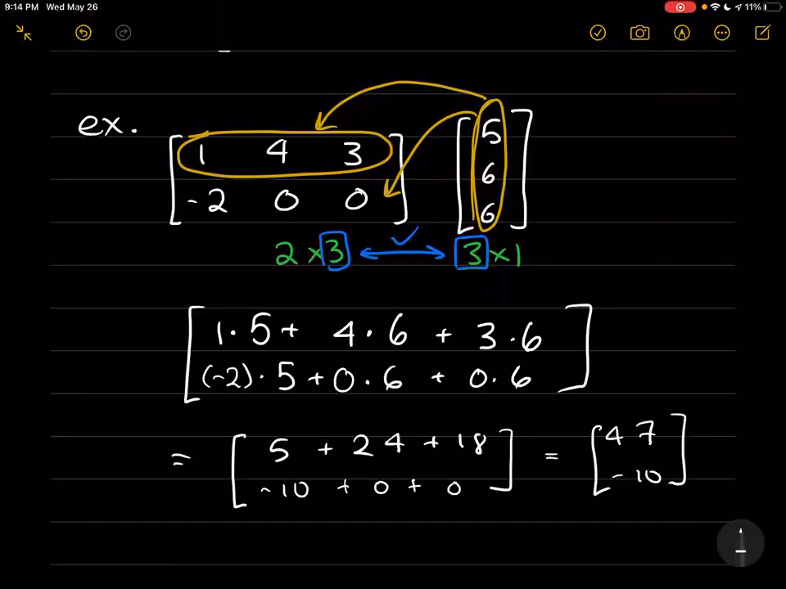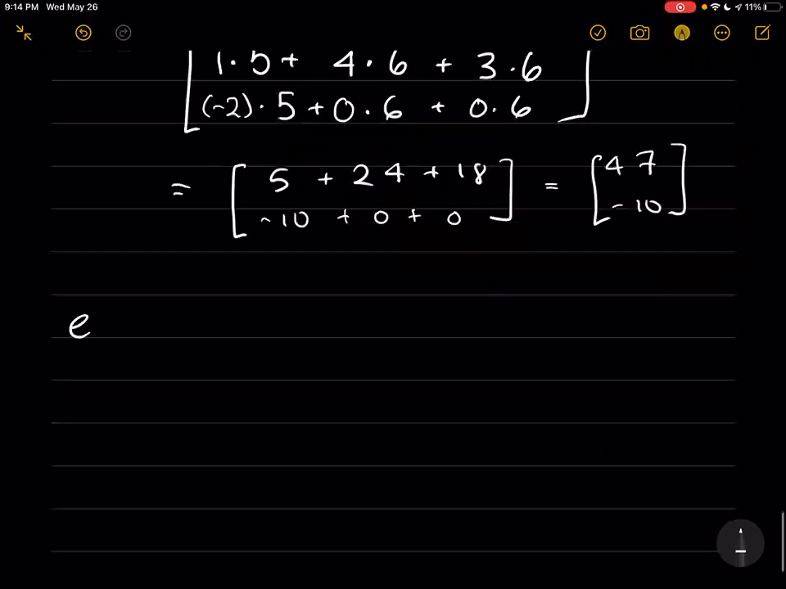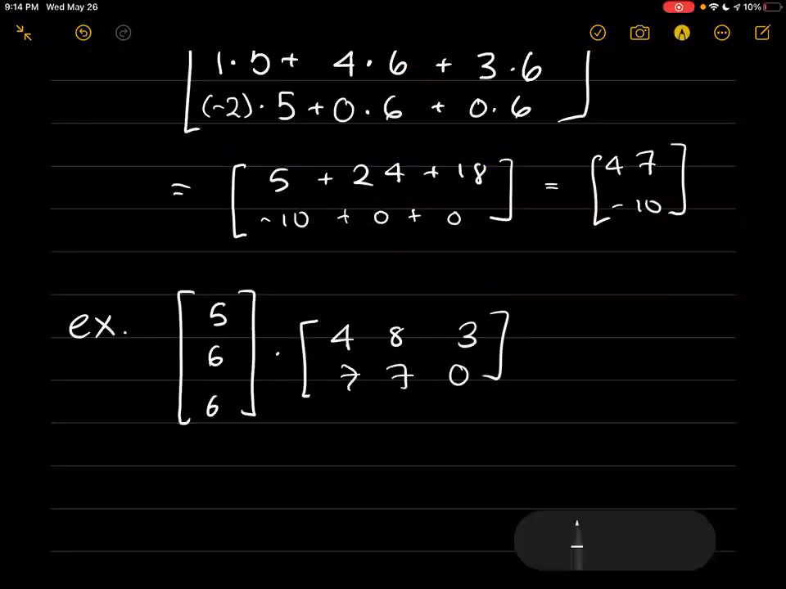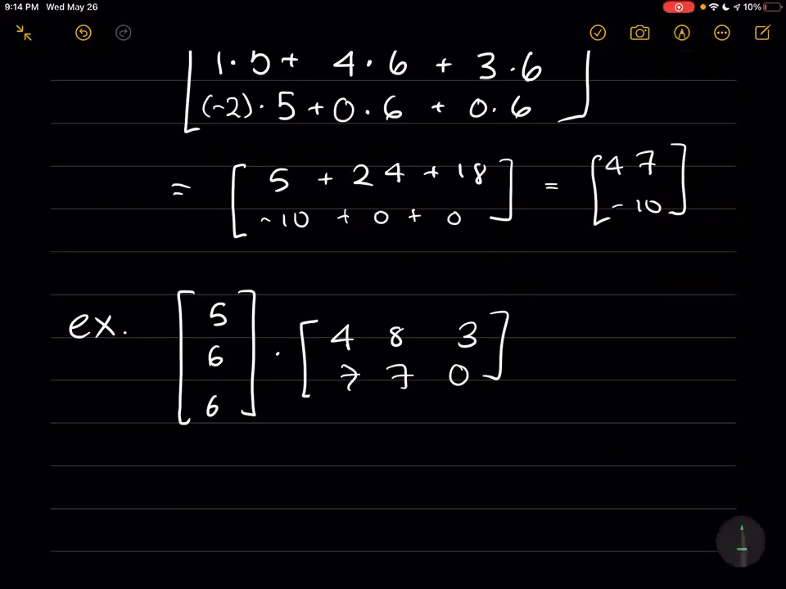All right, cool. So that was that matrix product. Maybe let's do one more example. Let's say we wanted to do 5, 6, 6, and let's do this times 4, 8, 3, 7, 7, 0. Okay, first, before we do this matrix product, let's check to make sure that it makes sense.